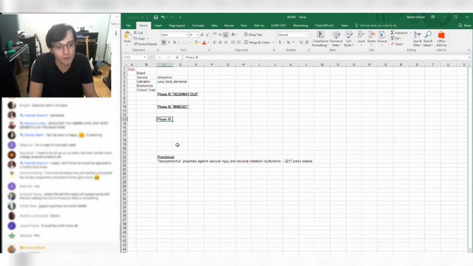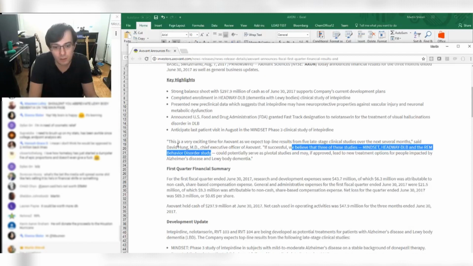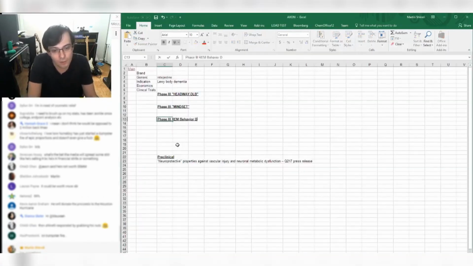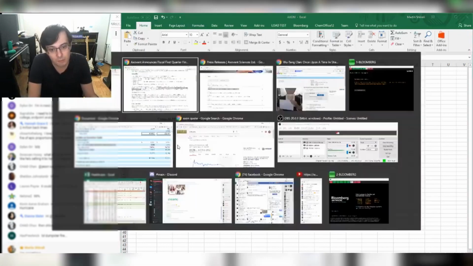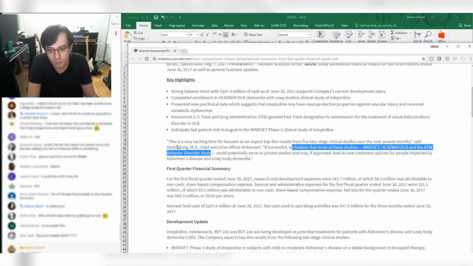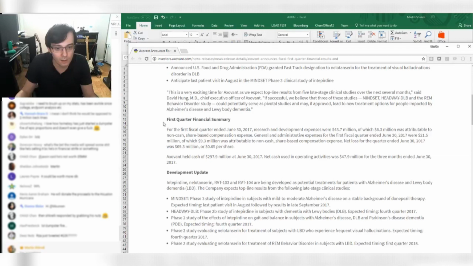So you can see the method is just taking information from documents, putting them in, and then we'll synthesize them in a second. The REM Behavior Disorder Study, whatever that is, could potentially serve as pivotal studies and may, if approved, lead to new treatment options for people impacted by Alzheimer's disease and Lewy body dementia. Okay, so he says Lewy body dementia, even though they say dementia with Lewy bodies over there.